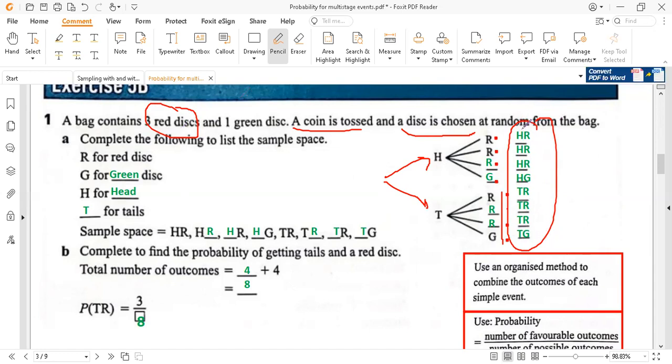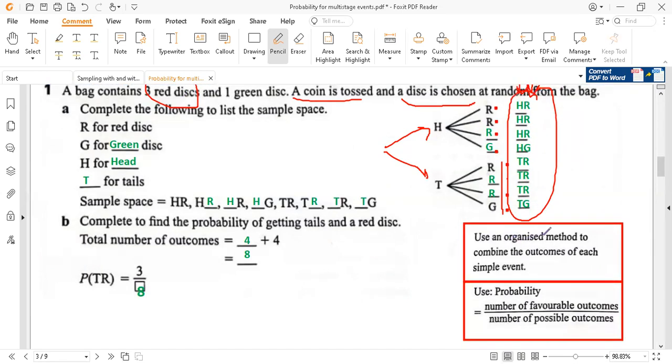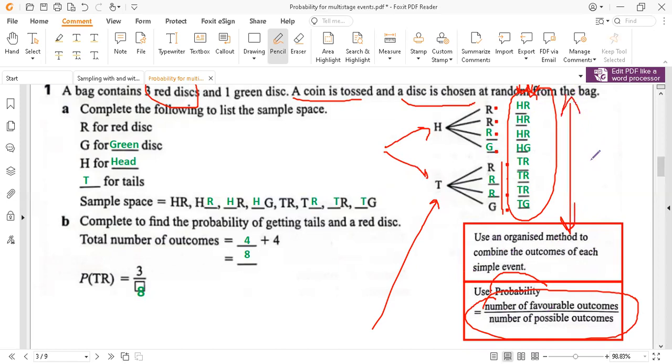Of course, the first letter represents the outcome of the first event, the second one the second event. So we use an organized method to combine the outcomes of each simple event. This method is very organized and is called the tree diagram. And how do we calculate the probability? The probability equals the number of favorable outcomes over the number of possible outcomes. The number of possible outcomes equals the total number of outcomes in the sample space: 1, 2, 3, 4, 5, 6, 7, 8. So 8 is the total.